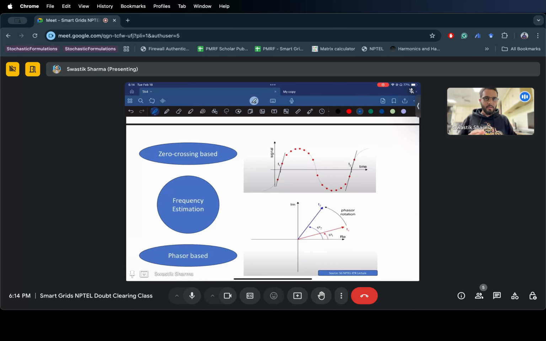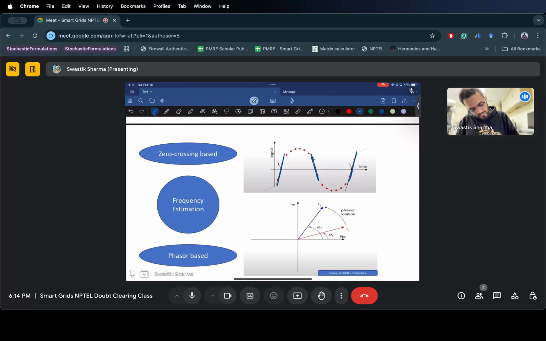There is a frequency estimation based on zero crossing. Based on how many zeros your sampled signal is crossing, you can find out the frequency of that system. How do you do that? You just check how the slope is changing. If the slope becomes inward, it is one half of the cycle, and if the slope becomes same, it is one full cycle, right?